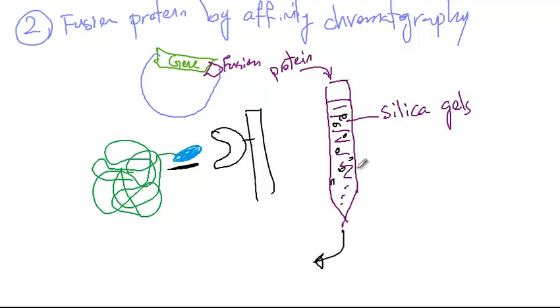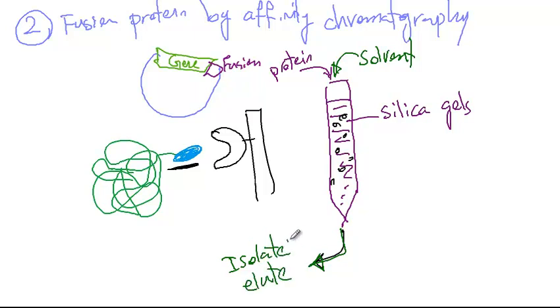Now that we have all the protein inside, in the next stage we can apply some solvent in order to release the protein. So now these proteins will be released, and here we will isolate the eluate, which contains the protein of interest.